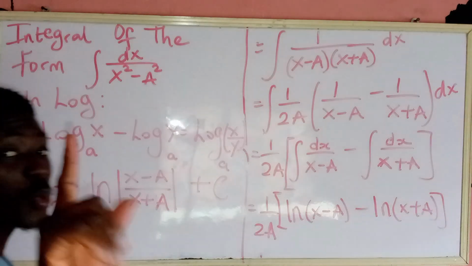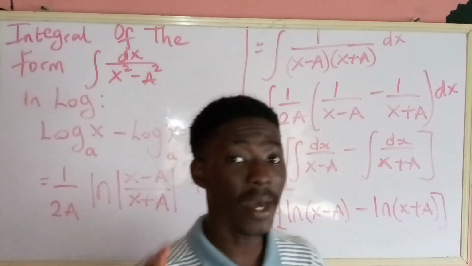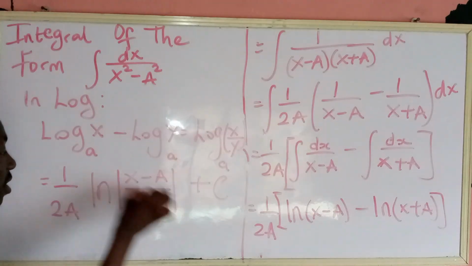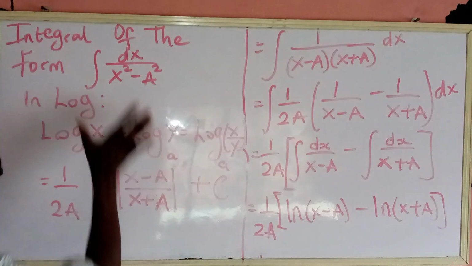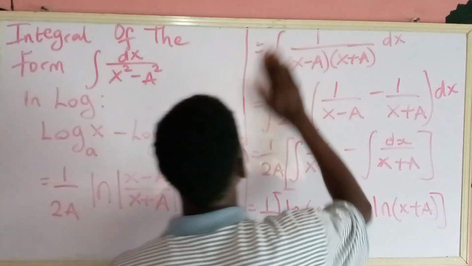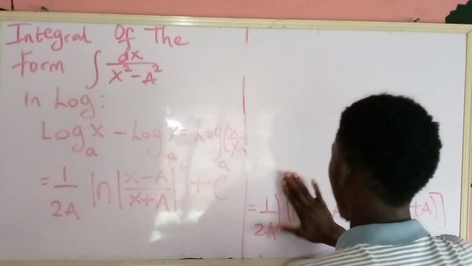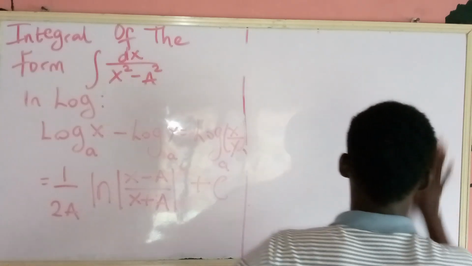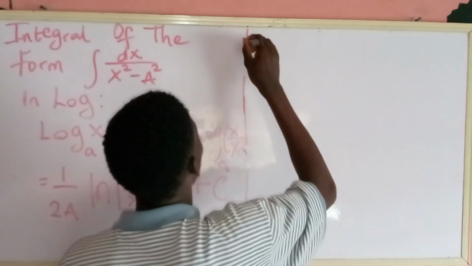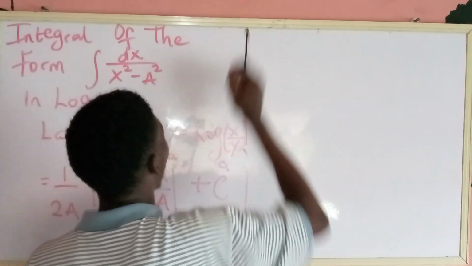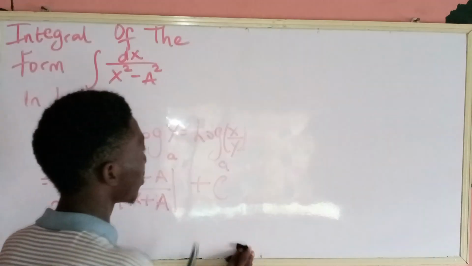Plus c. And always remember, always put the bar here, which means magnitude. It means the magnitude of the expression here. So always put this bar here to make it complete. So that is how we got the formula for this. In that case, I'll be doing a class of examples on the same function we applied there.